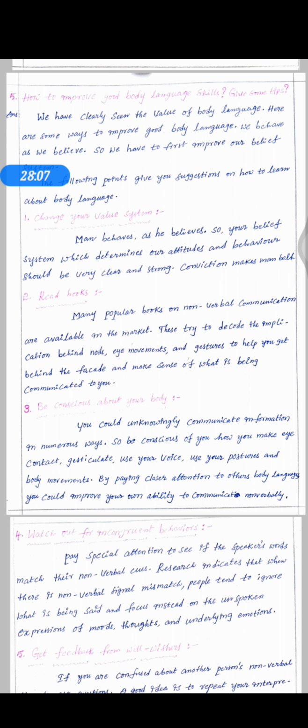The following points give you suggestions on how to improve body language. We have clearly seen the value of body language. Here are some ways to improve good body language. We behave as we believe, so we have to first improve our belief system. Here are the following important points.